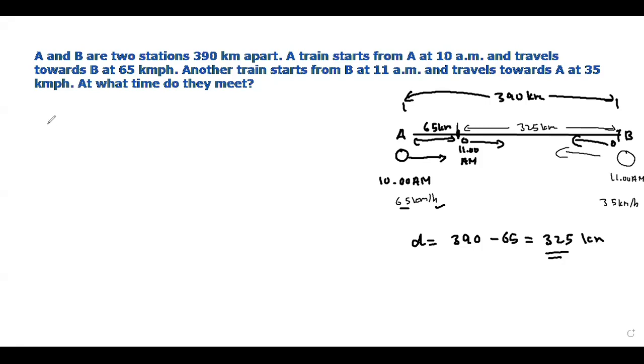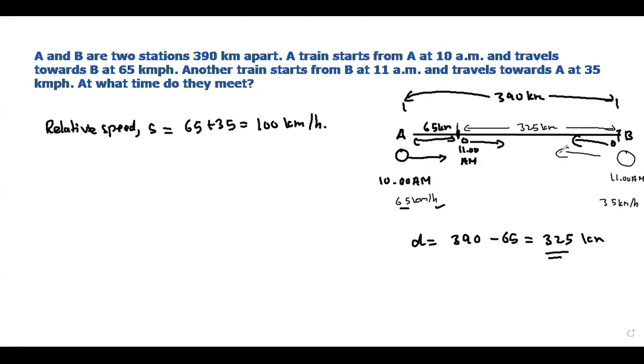All right, what about the relative speed now? The relative speed will be equal to, since they are moving towards each other in opposite directions, you have to add the speeds of the two: 65 plus 35 gives us 100 kilometers per hour.